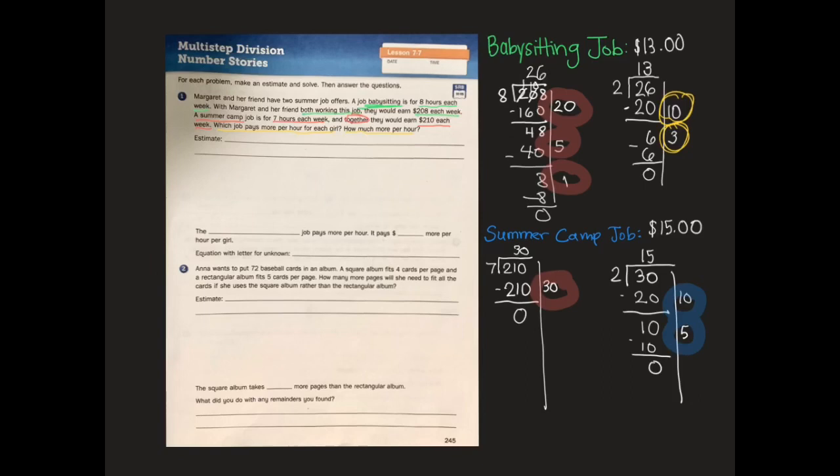And it will look like this. We need to do $15 minus $13. Now you could just count up in your head 13, 14, 15, and that leaves you with 2. Okay, so our answer would be $2 more, that the summer camp job pays $2 more an hour than the babysitting job. Okay, now we have everything that we need to plug in all these answers, okay?